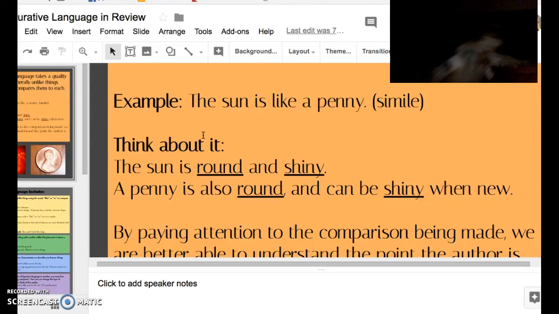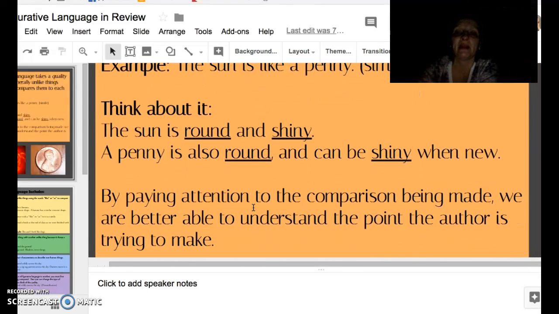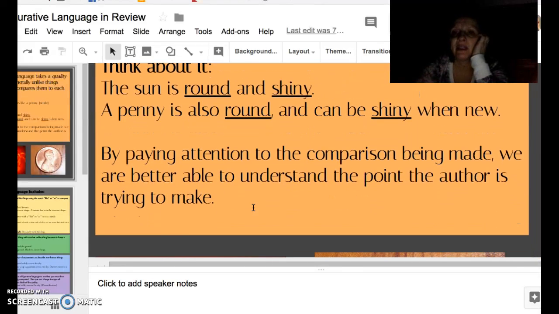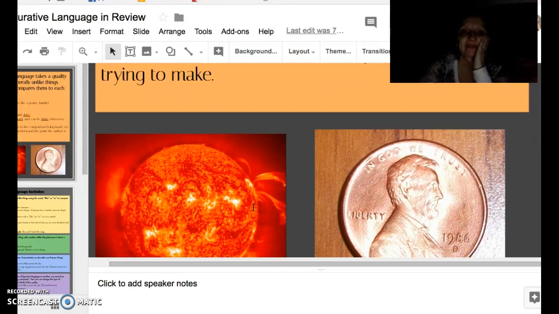We think about the sun and we think about the penny and what qualities they share. And we know that the sun is round and shiny, and a penny can also be round and it also can be shiny when it's new. And we've mentioned how by paying attention to the comparison being made, we're able to understand the point the author is trying to make.